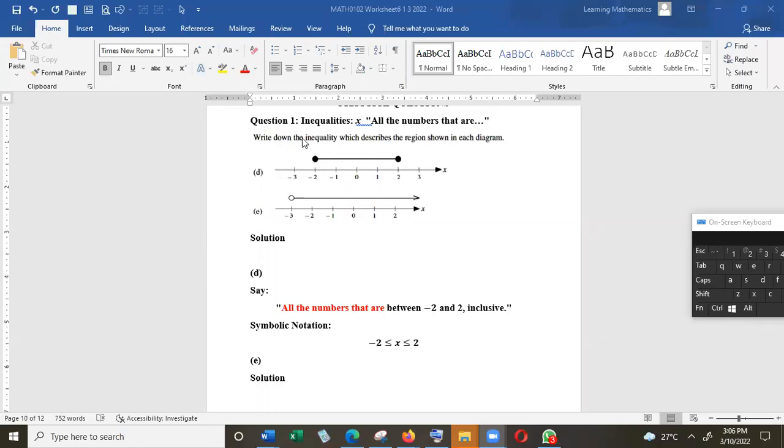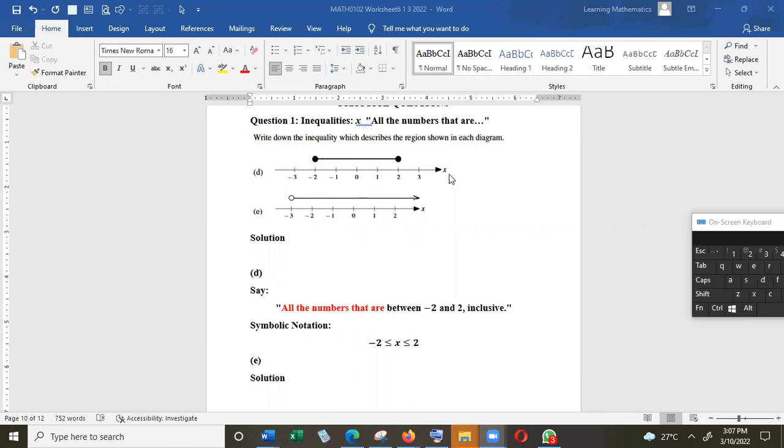Question says, write down the inequality which describes the region shown in each diagram. So we just did part D. Now we're going to do part E. Part D, just to revise it, when we look at this diagram, we are seeing two dark circles and a line in between.